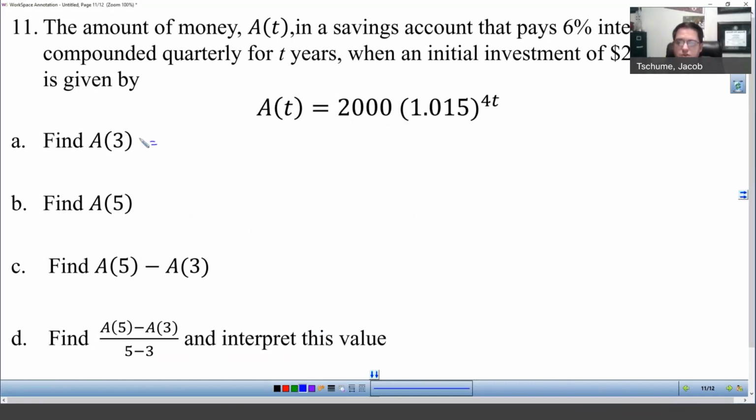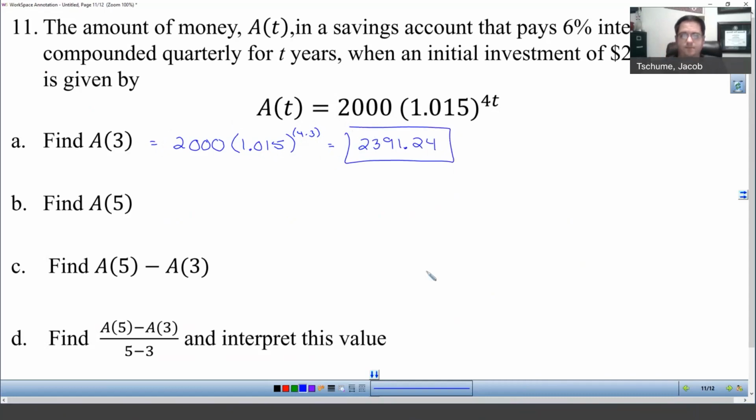So first thing you want to do is find A of 3. So I'm going to plug 3 into this function. That would be 2,000 times 1.015 raised to the 4 times 3. And so, pardon me if I have to type all this stuff out in my calculator. You should get an answer of 2391.24, and we're doing money here, so we're going to call this 24 cents. So you have almost $2,400 in your savings account after 3 years. Well, how much does it change when you go to your 5th year?